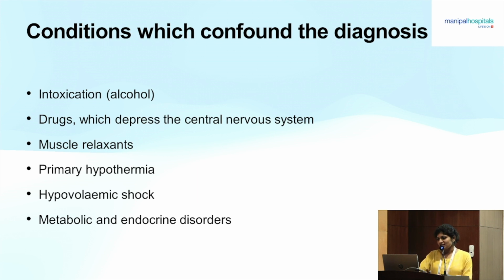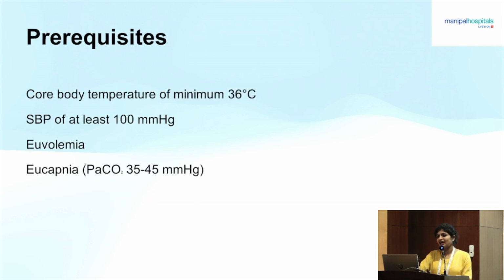Once that is done, we have certain prerequisites. We should make sure that the core body temperature is at least 36 degrees Celsius before going ahead to test the brainstem reflexes, and the systolic blood pressure should be more than 100 millimeters of mercury. We can stabilize the patient with fluids and vasopressors, make sure that the BP is okay, then go ahead with the testing. Also, eucapnia should be there, with a PCO2 of 35 to 45.